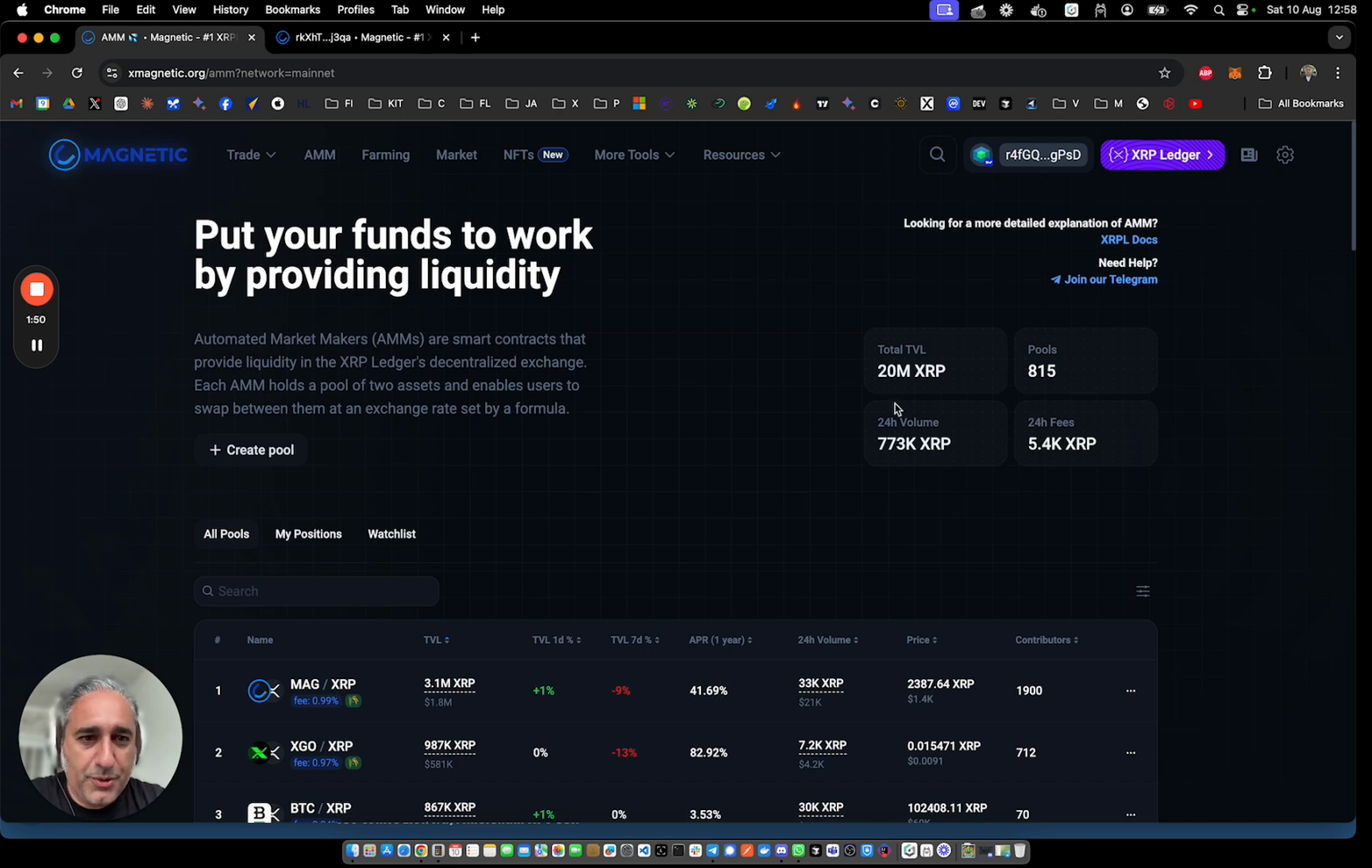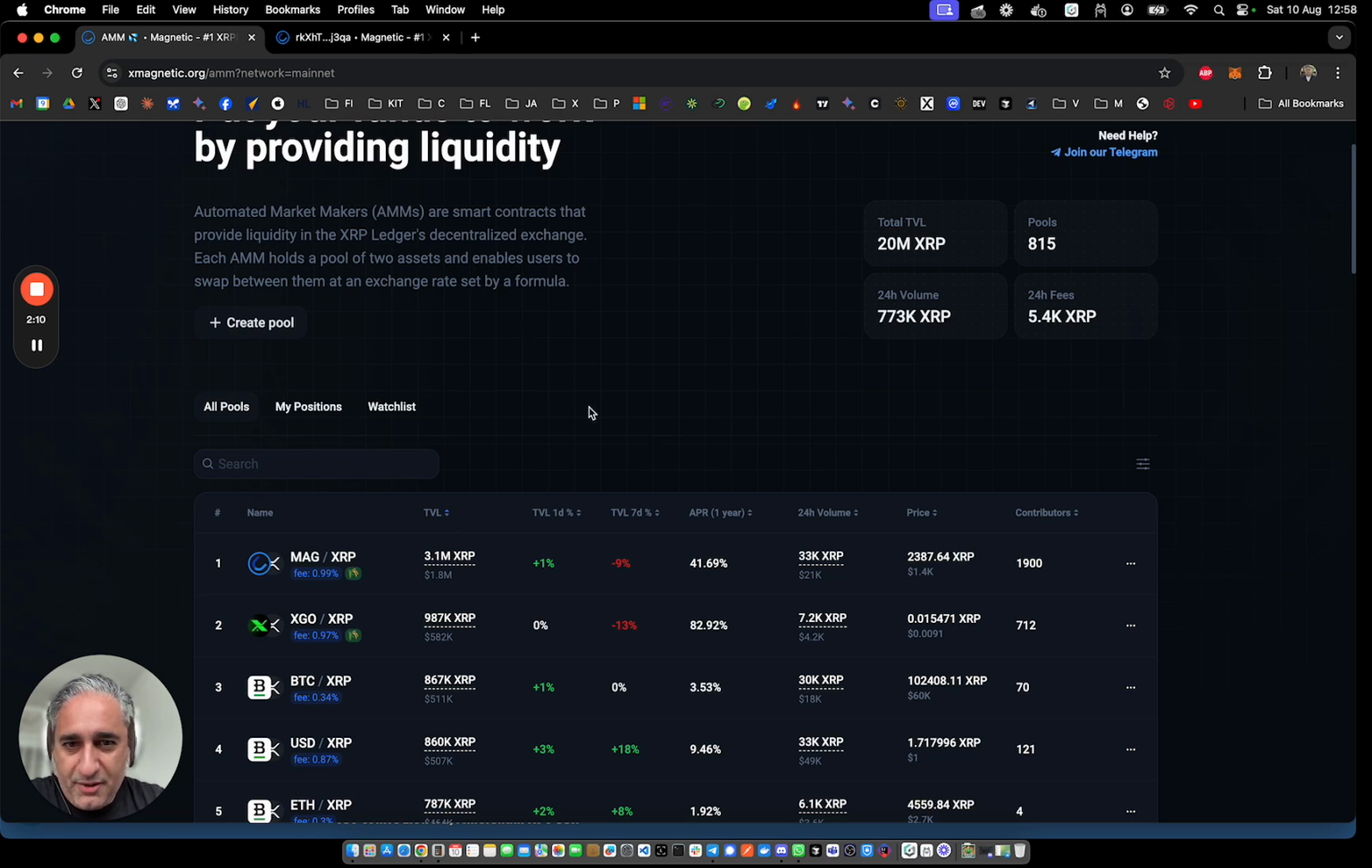Now just a word of caution, all of these numbers are imprecise, as you can see they're rounded up in any case, but how they're calculated will vary considerably from one interface to another. So this is the way that Magnetic have calculated these numbers.